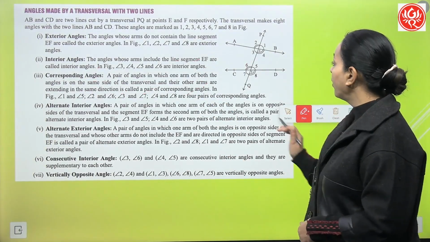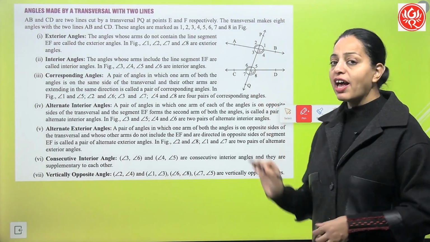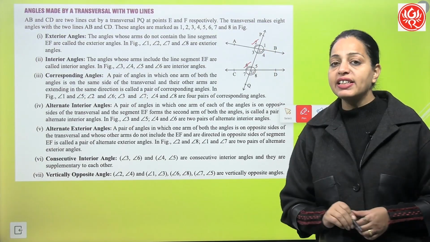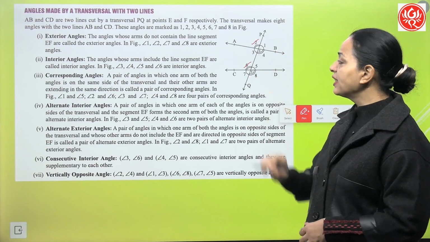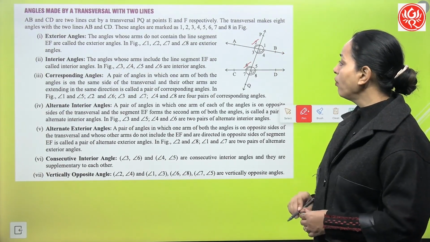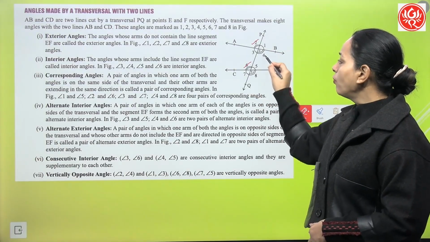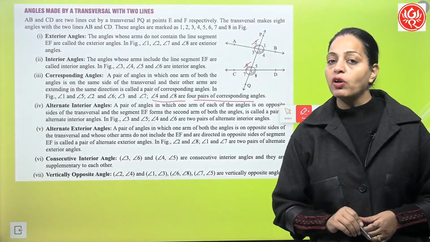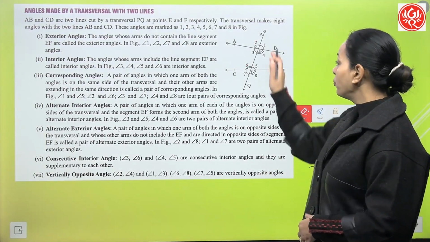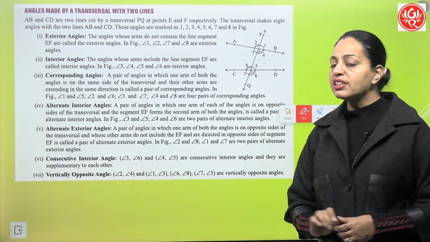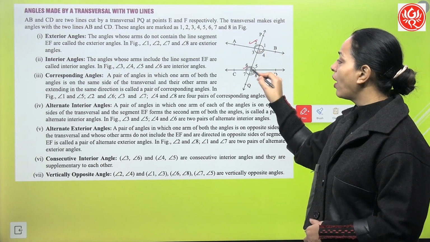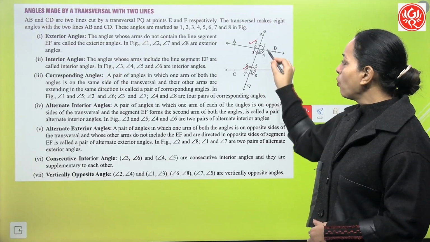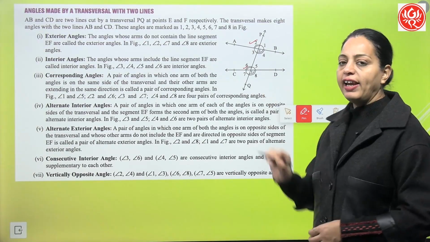You can see over here the angles which are on the same side of transversal, and one is exterior and one is interior. Like here 2 and 6, 1 and 5, 3 and 7, 4 and 8. So these are 4 pairs of corresponding angles. See, once again, they are on the same side of transversal and one is exterior and one is interior. See, 2 and 6, 3 and 7, 1 and 5, 4 and 8, right?